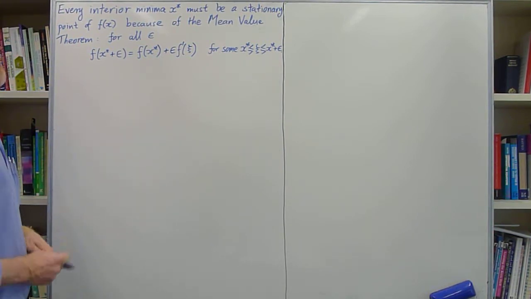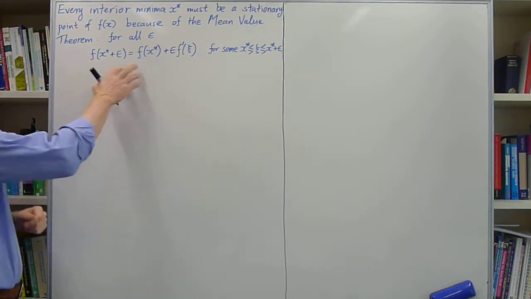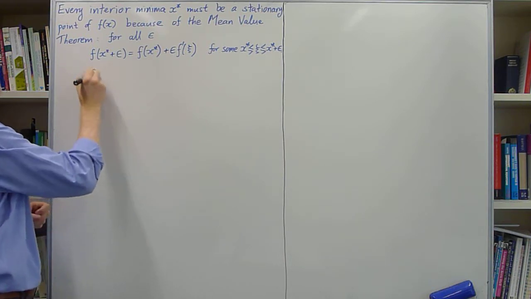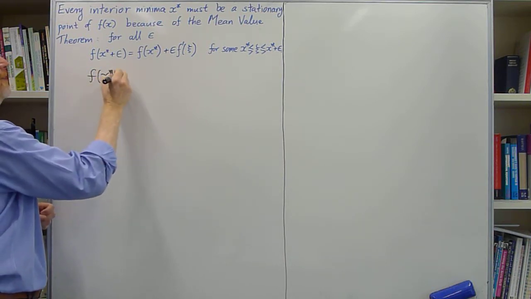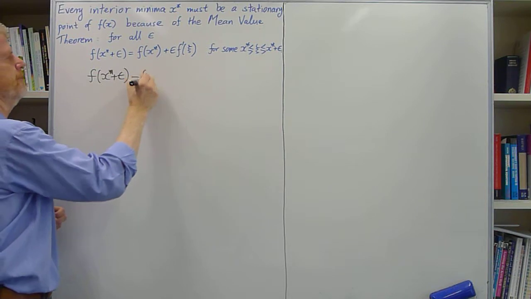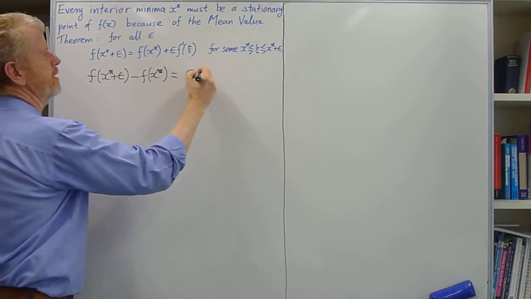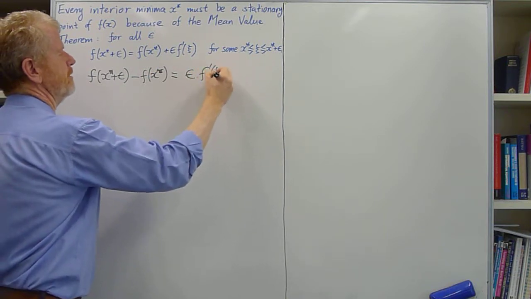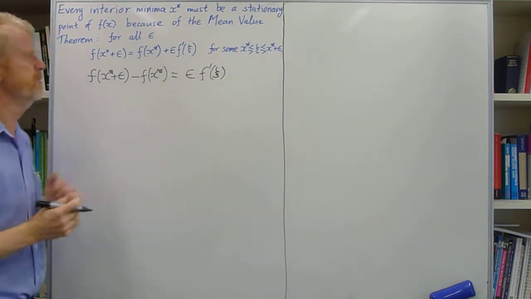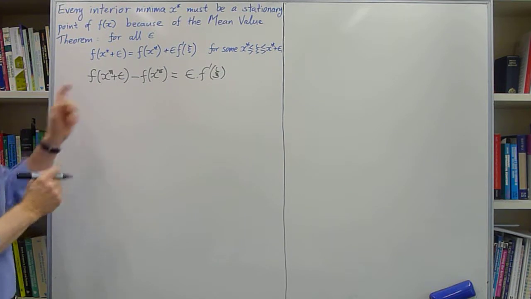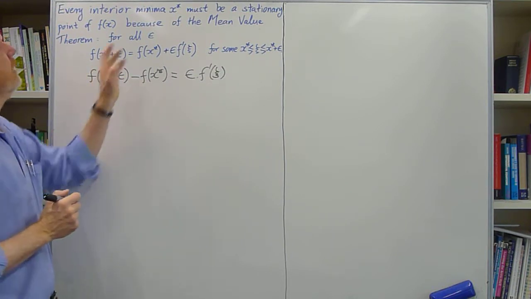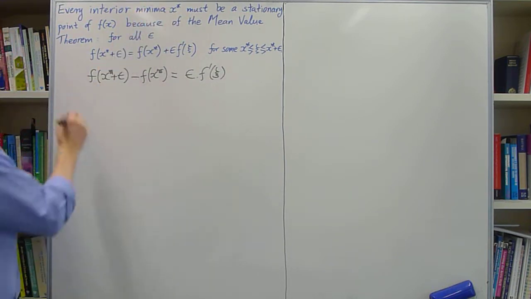Okay, so how do we do this? Let's rearrange the mean value theorem slightly. So f of x star plus epsilon minus f of x star must be this product of epsilon f dashed of xi for whatever xi is appropriate. Then we bring in the fact that x star is a minimum.